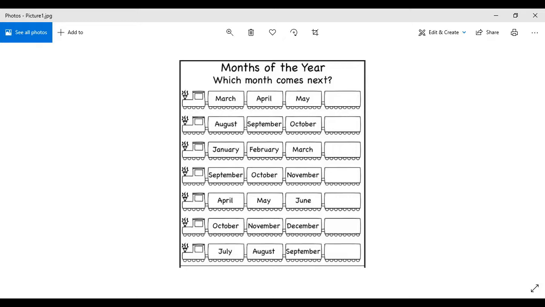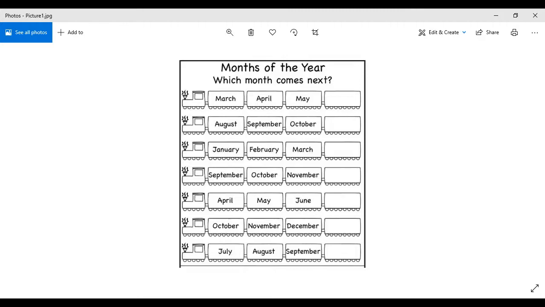When we start with August, we have August, then September, then October. What comes after October? We have November. Very well done. Okay. And who is going to tell us the spellings of November? Very good. Okay. So let's move forward. Then we have the sequence like January, February, March, and then what comes after March? It's April. Excellent. Okay. And who is going to tell us the spellings of April? April. Very good. Okay.